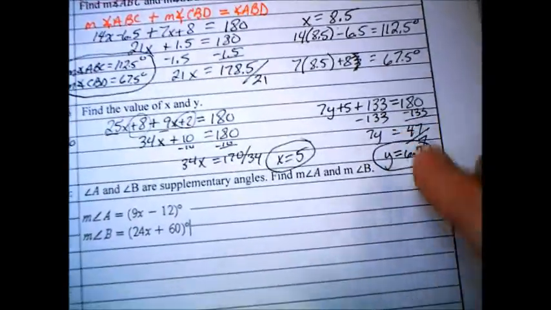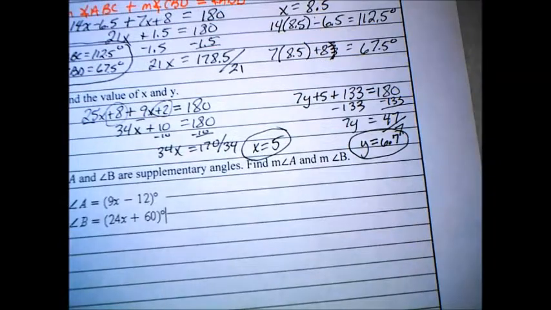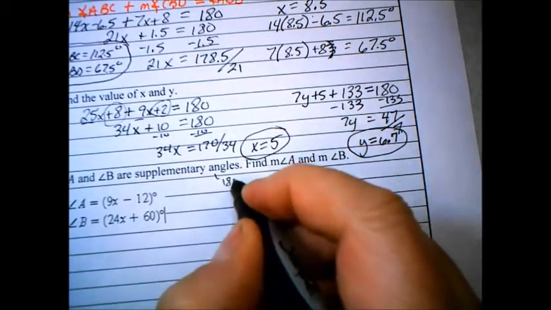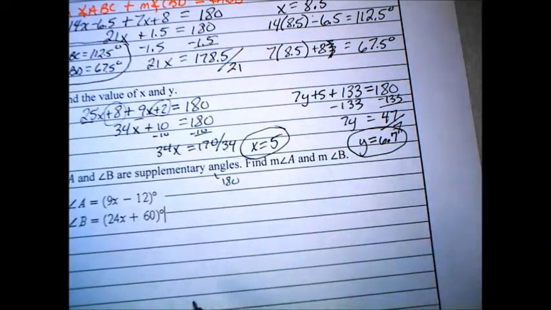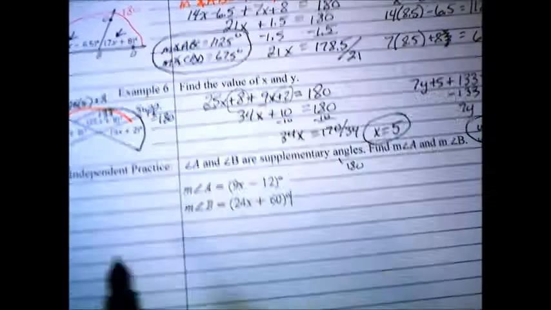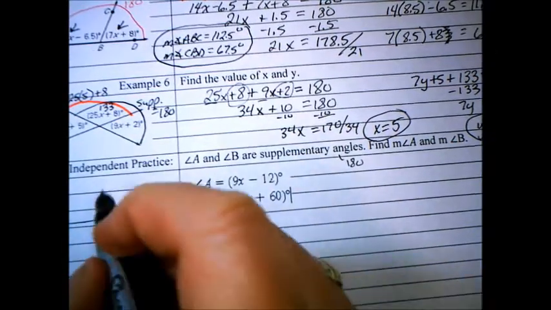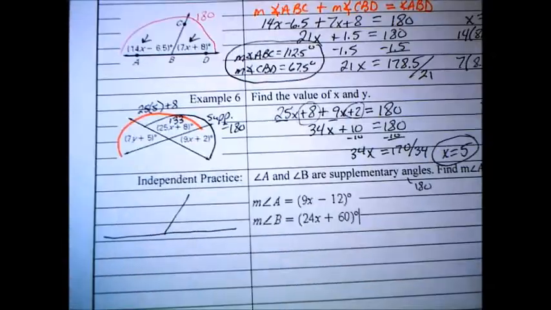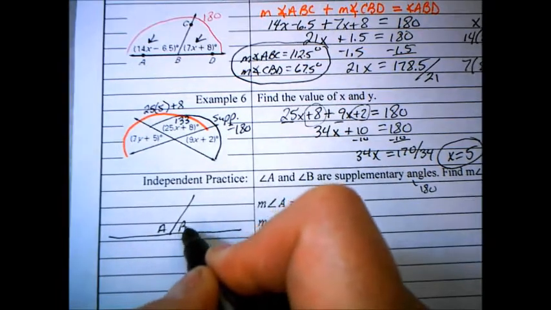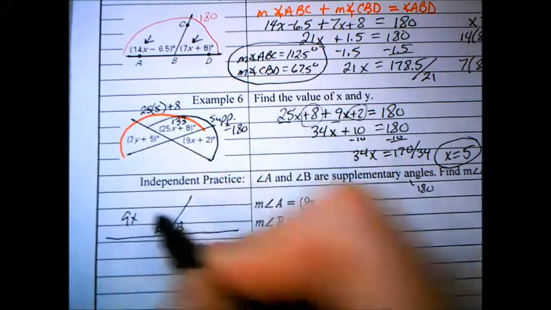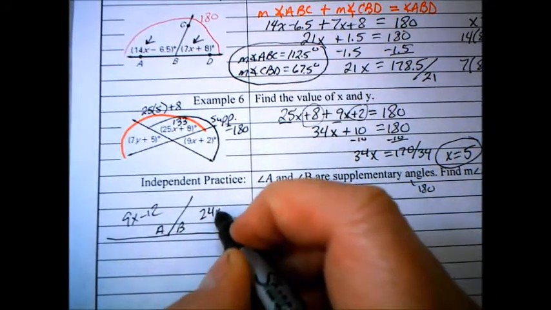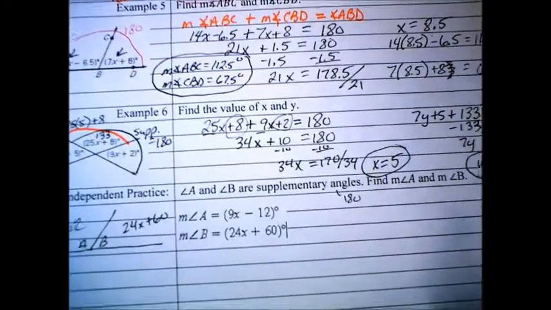Okay, here's your independent practice problem. It says that A and B are supplementary angles, which means they add to 180 degrees. And they want you to find the measure of angle A and angle B. Here's the expression. So in other words, your picture could look something like this, where you have angle A on the left side and B on the right side, so that we have 9x minus 12 and 24x plus 60. And they want to know what the angles are.